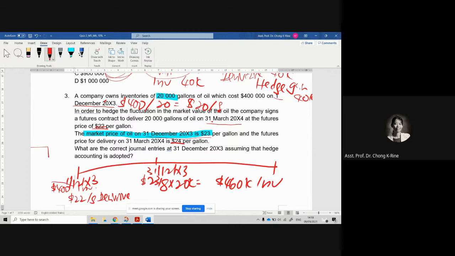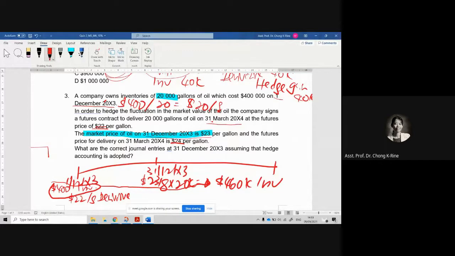From 400,000 inventory, we're going to increase to 460,000 inventory. So later on, we are going to debit our inventory by 60,000. This can only happen when it is a hedging. If it is not hedging, then it will not happen because IAS 2 says we recognize at the lower of cost versus net realizable value. Because this is a hedging, then okay, can do. So hedging and also subsequent.